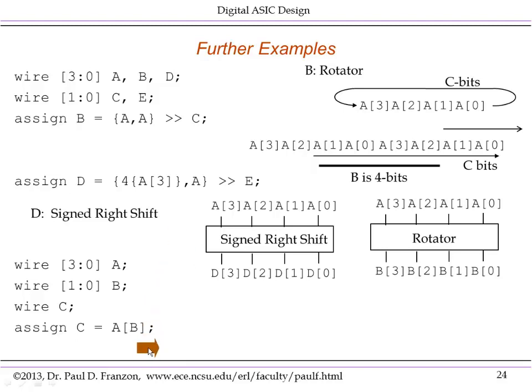Finally, down here, we're taking a 2-bit variable B, using that as an index to the 4-bit variable A and assigning that to the 1-bit variable C. But what we're building here is a multiplexer, because B is selecting one of the 4 bits of A to be assigned to C. And this is a very, very shorthand way to build a multiplexer that takes a vector as an input and produces a 1-bit result.